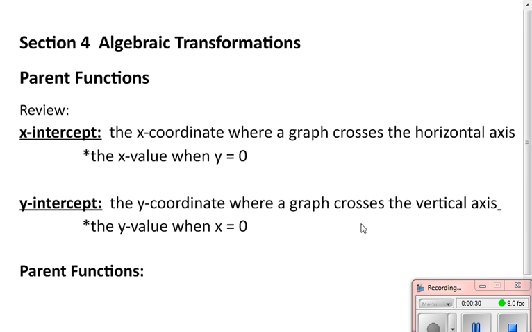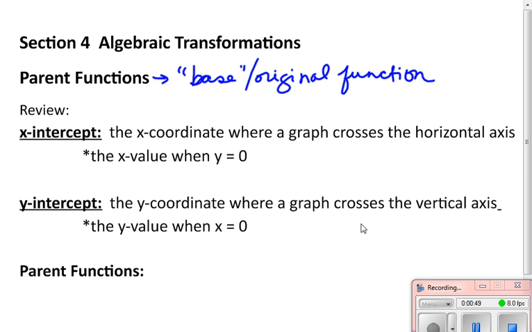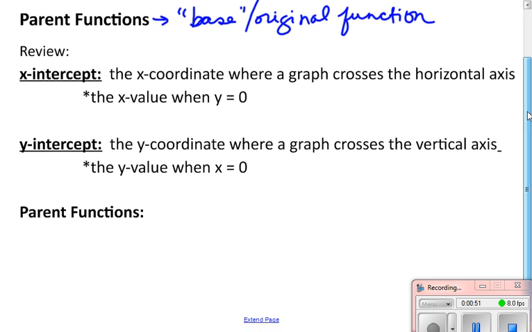Now, you've done a little bit with parabolas in Algebra 1, and we're just going to build on this idea. So our parent functions we're going to call our base or our original functions. Remember, function is a fancy word for equation. So a couple of key terms.